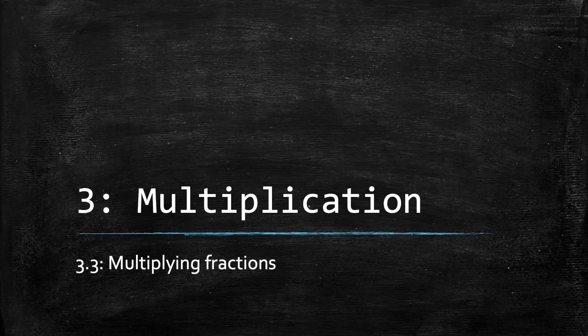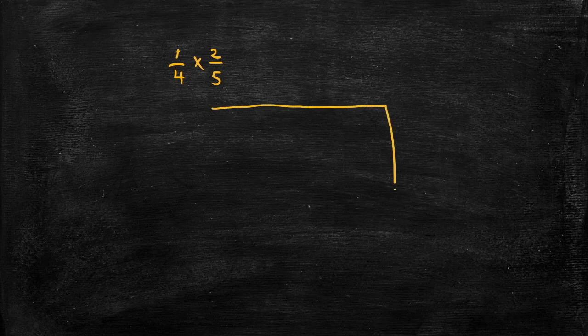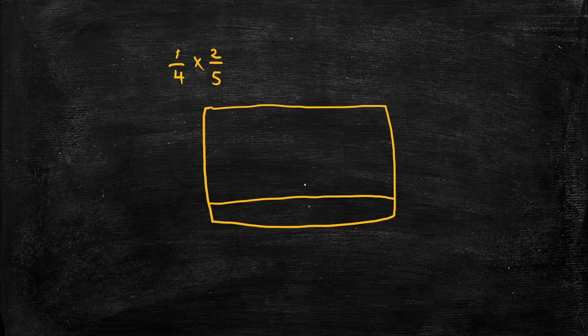Here's how to multiply fractions. Suppose I want to multiply 1/4 times 2/5. We could think of this as 1/4 of 2/5. And I can draw a rectangle representing a unit, and then I can divide that into fifths, like this.